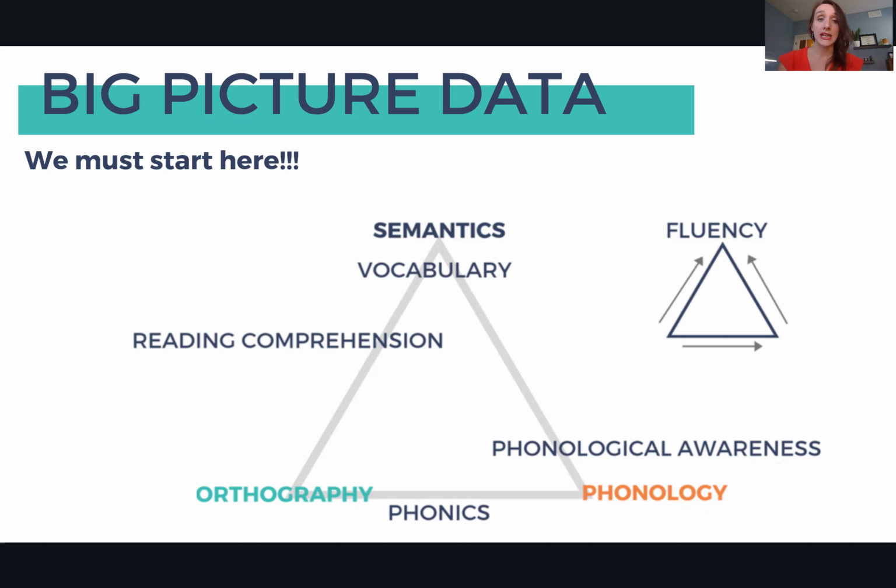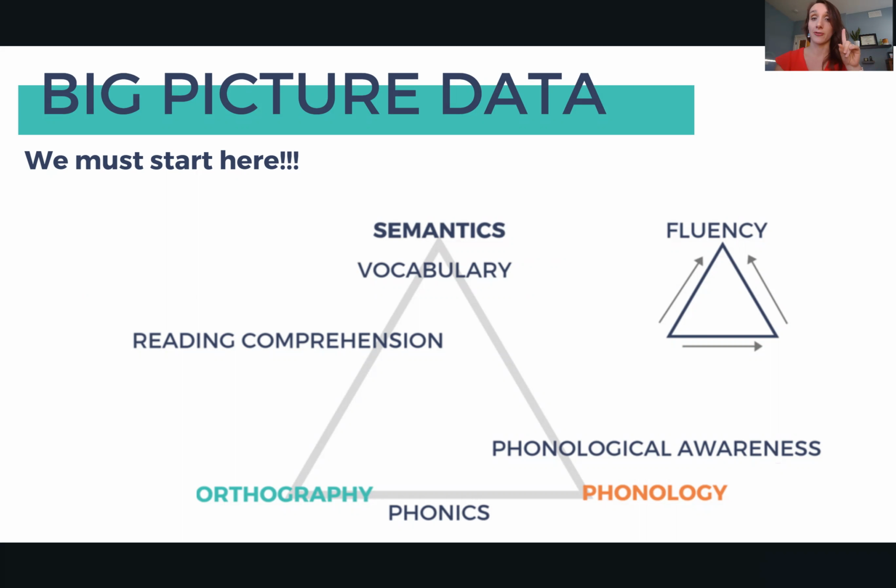The first thing that we need to do is look at big picture data. We have to start here. We have to start looking at the big picture. The big picture is students' reading performance and their writing performance. However, we need to make sure that we understand where students are performing in the 5 core components of literacy.